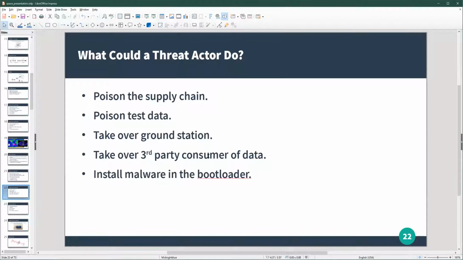So what can a threat actor do? Once again, poison the supply chain, poison test data, so you think your spacecraft works, but it doesn't. Take over a ground station. Part of maintaining cybersecurity in space is making sure that your mission control center is as secure as possible. And of course, just install malware on the bootloader of the machine. They get on, they control it, and then rewrite all the software and have a new encryption scheme ready to go.